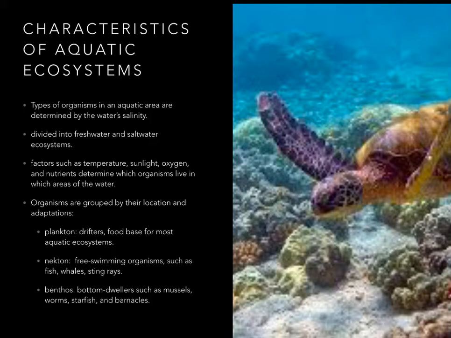But ecosystems have different characteristics, these freshwater versus saltwater ecosystems. These are factors such as temperature, sunlight, oxygen, and nutrients. These determine which organisms live in each ecosystem. So you're not going to have exactly the same organisms living in one freshwater ecosystem as you are in a saltwater ecosystem because they have different adaptations. They've adapted to the water salinity. What is salinity? Salinity is the amount of salt that is in water. So obviously salt water is going to have a higher salinity or higher salt content, whereas freshwater is going to have a lower salinity rate.